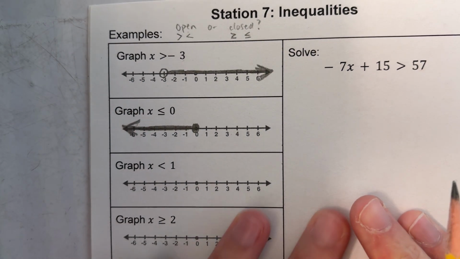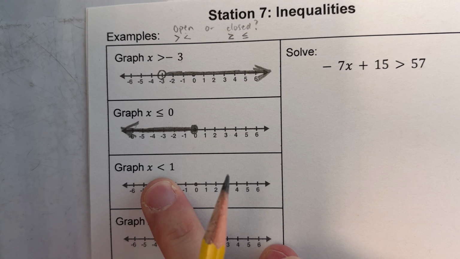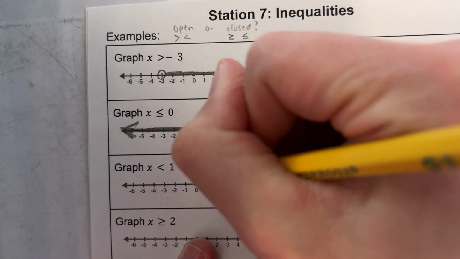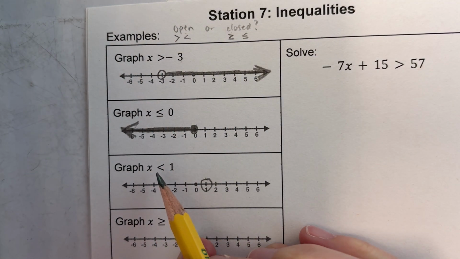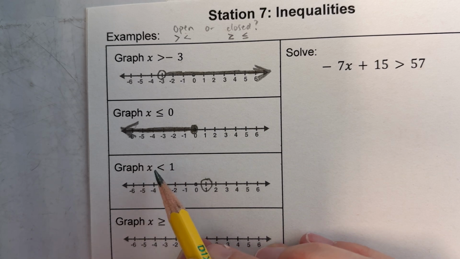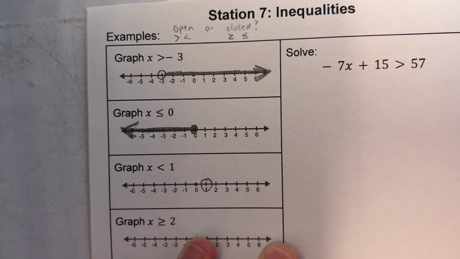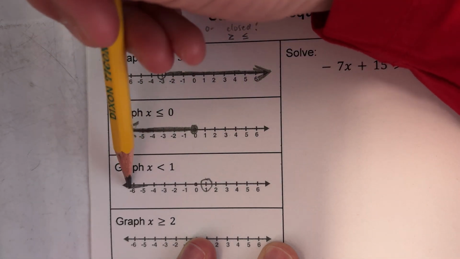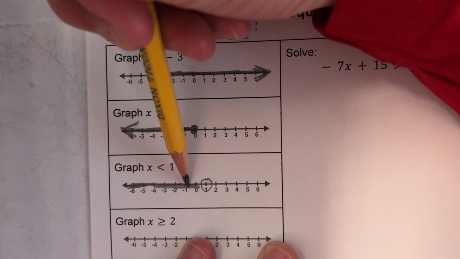Let's take a look at this one. Open or closed? Open. Put an open circle at 1. Shade left or right? This is a less than sign. The mouth is open towards the 1, which tells me that 1 is the larger number, meaning x is the smaller number. So I'm going to shade the values that are less than 1.